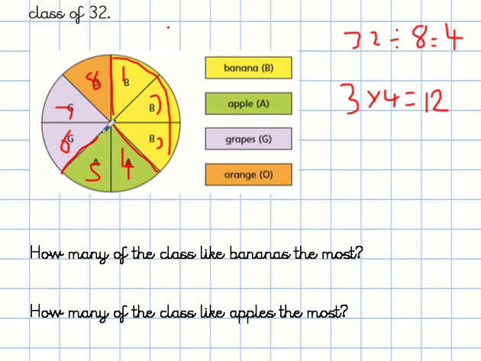And then how many of the class liked apples? So here, well, we've actually got, and I'm going to do that apples in green, because apples are green. So my green line here is we've got 2 sections. So I'm going to do, well, how many were in each section again? That's right, 4. So how many sections do I have? 1, 2. So I'm doing 2 times 4. And that is equal to 8. So 8 people in the class, down here, liked apples the most. And 12 liked bananas the most.